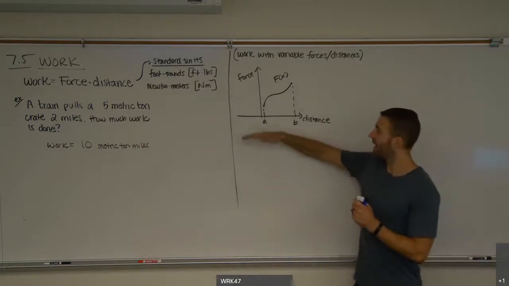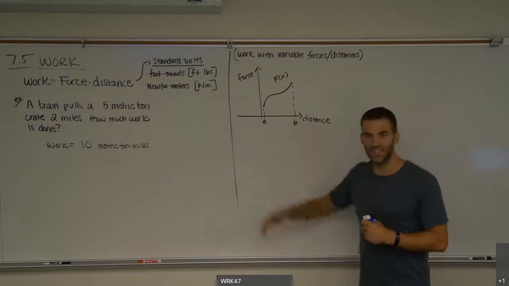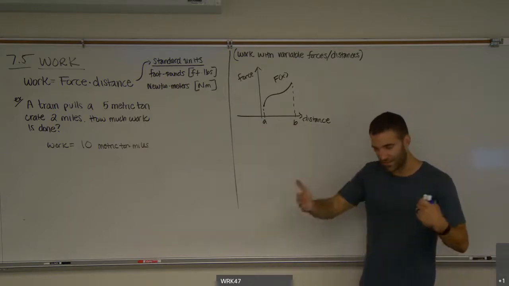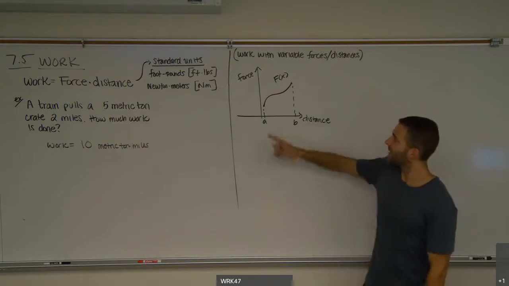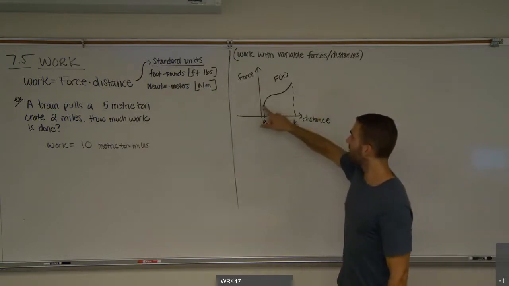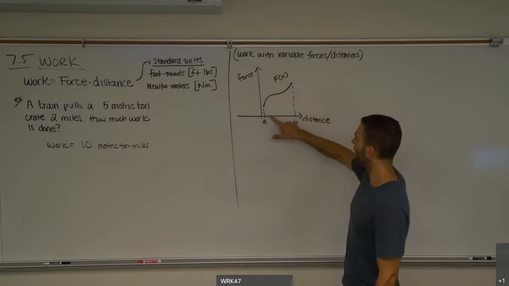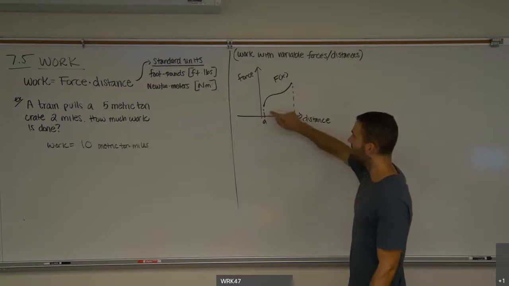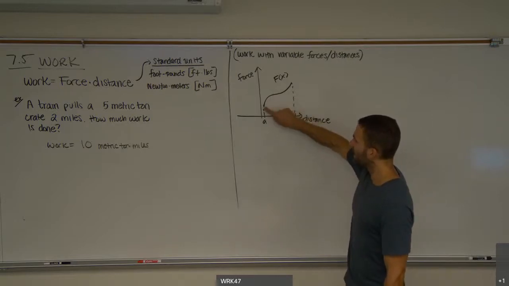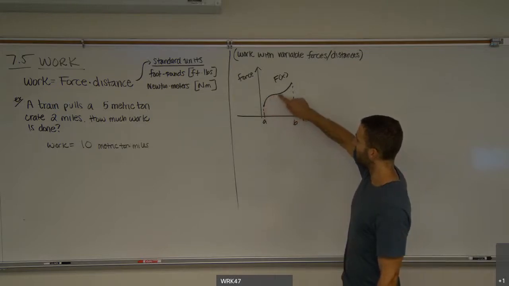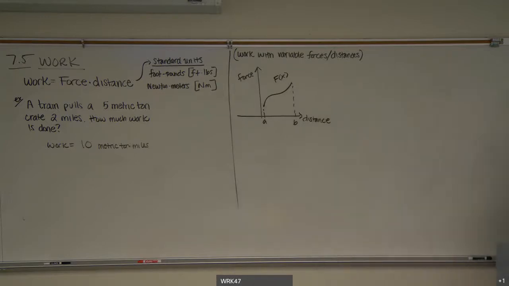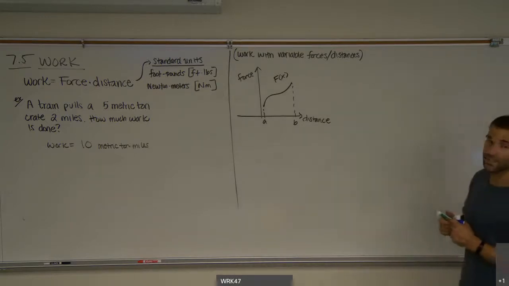So say we have a distance, so our x-axis represents distance, maybe from A to B. So the distance traveled is b minus a, that's how far we've gone. And say as I move, the y-axis represents force, and the force changes as I move from A to B. It starts here, the force increases a little bit, starts to flatten out, and then increases again. And so the force is continuous and changing as we move along the x-axis from A to B.